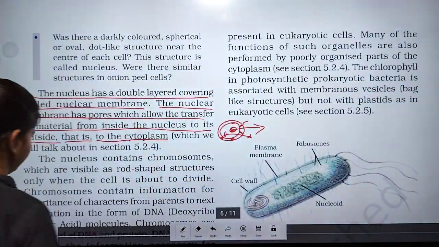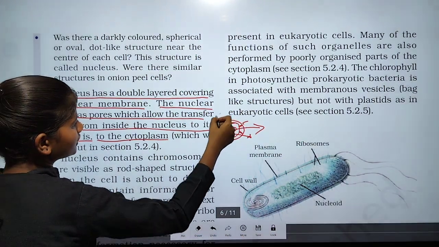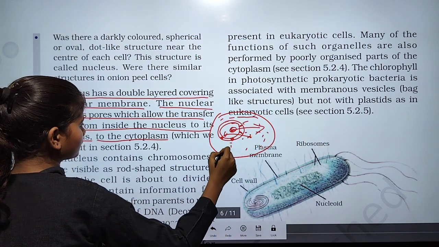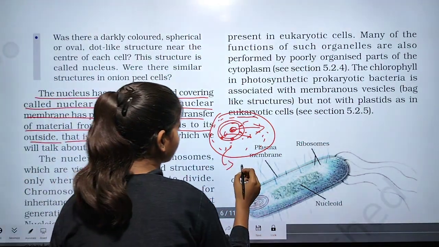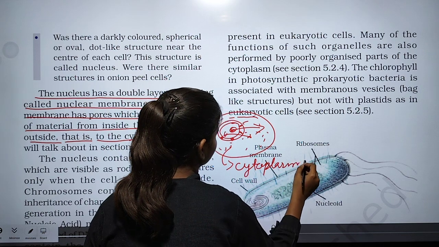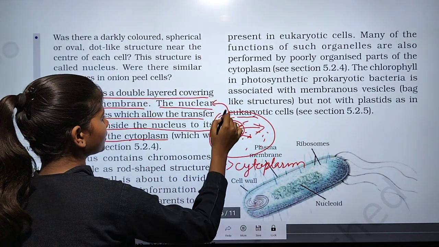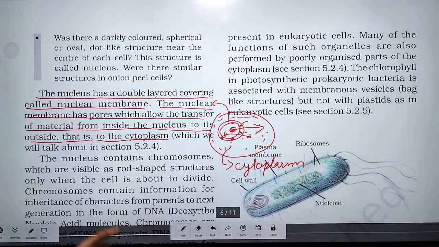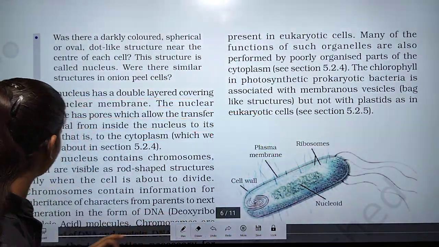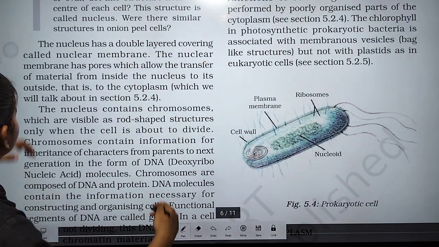Inside is the nucleus, and outside there is this fluid-like structure called cytoplasm. This one is the nuclear membrane, and this one is the nucleus. The nuclear membrane has pores to transfer material from inside to outside and from outside to inside.